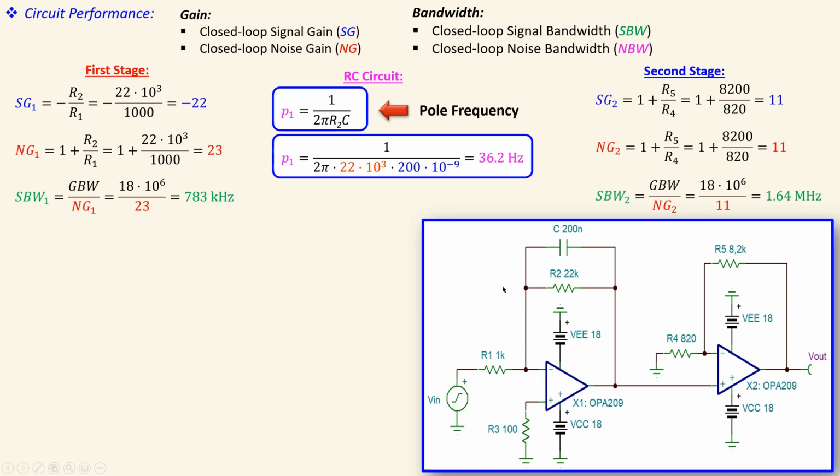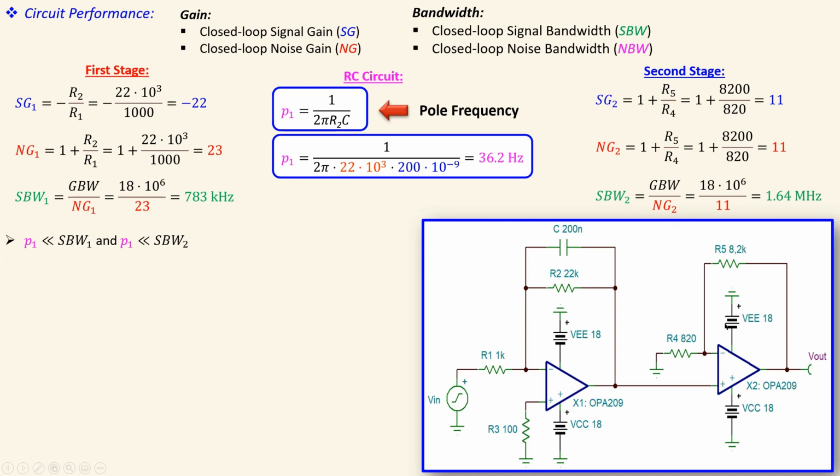Of course, since this is a cascade, so we have the first stage in cascade with the second stage, and also we have that RC feedback filter, we need to of course consider that as one total circuit. So we see that pole frequency P1 is much smaller than the signal bandwidth 1. And also the pole frequency 1, we also see that it is much smaller than the signal bandwidth 2.